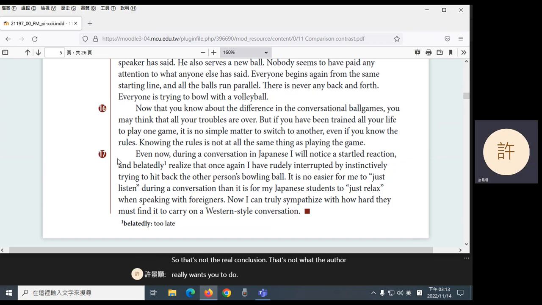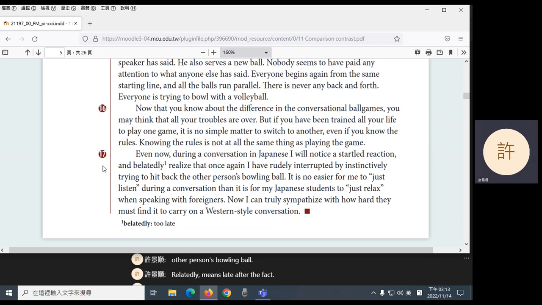Even now, during a conversation in Japanese, I will notice a startled reaction and belatedly realize that once again, I have rudely interrupted by instinctively trying to hit back the other person's bowling ball. Belatedly means late, after the fact, 事后.